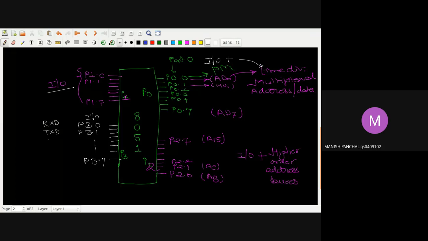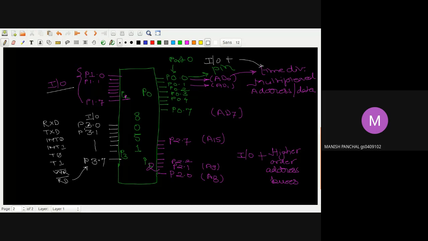Another pin is called INT0, interrupt 0, and interrupt 1. These are the 2 pins for the timer: timer 0 and timer 1. Another one is write bar, and this is the read bar. Which one is the read bar? This P3.7 is the read bar. This is the additional function that we have implemented on port 3.